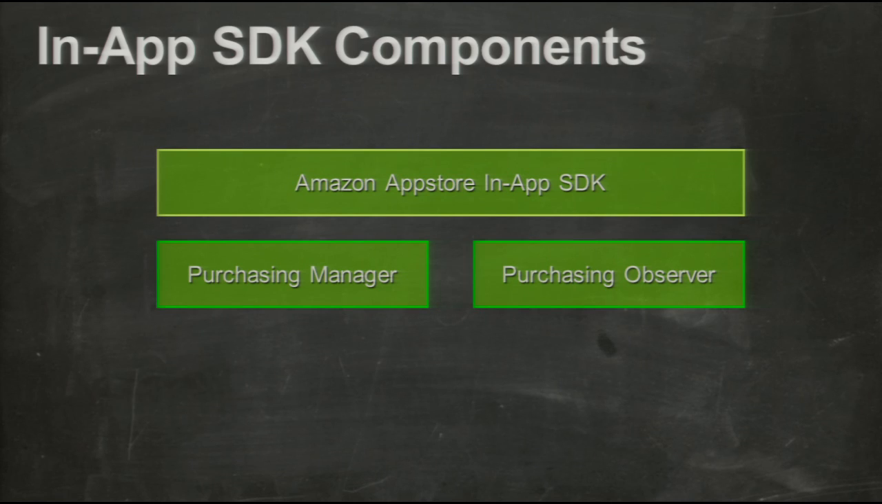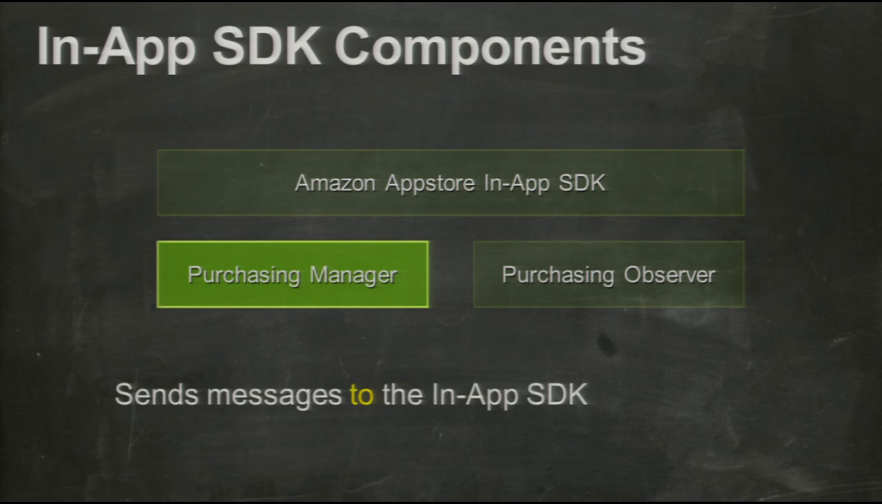So as a developer, the 2 components that you should concern yourself with are the purchasing manager and the purchasing observer. Right? So let's talk about those 2 items and see what they are. The purchasing manager is what you use to send messages to the in-app purchasing SDK. So anytime you want to send a message to the in-app purchasing SDK, you do it through the purchasing manager. Right? So if you want to initiate a purchase, the user has indicated their intent to buy some more clicks, you would do that by sending a message through the purchasing manager.